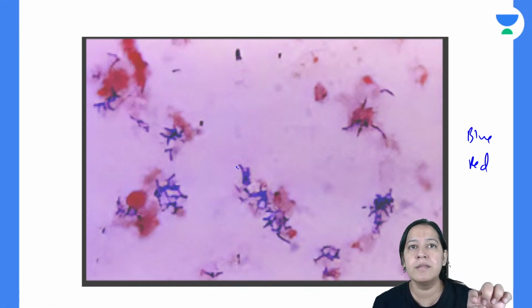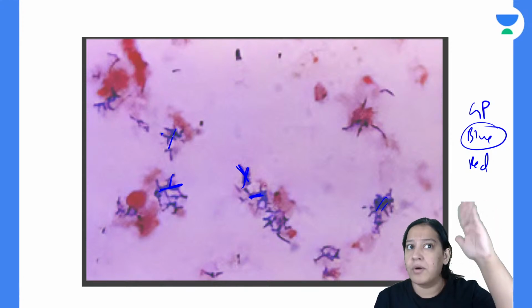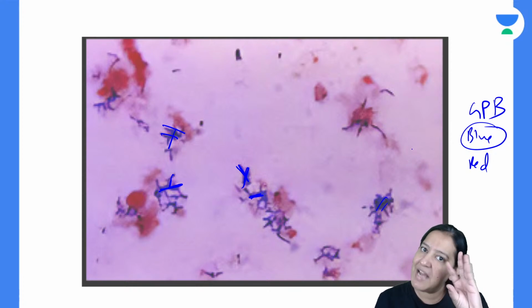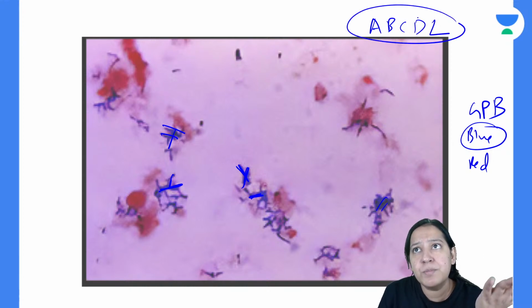See, these are the organisms. Which color organisms can you see? All of them are blue color. So of course they are gram positive, and they are bacilli. They are long, they are rods, they are not cocci. Gram positive bacilli are only 5: A B C D L. So your answer will be among these five.